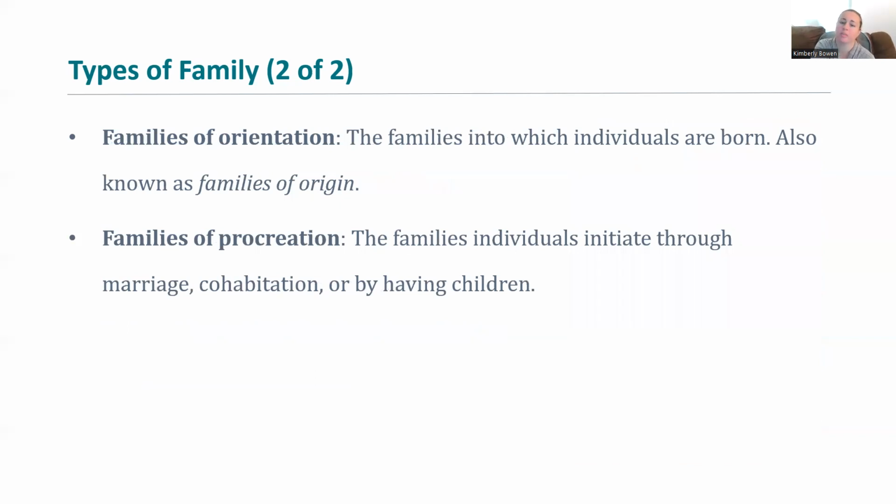Families of orientation are families in which individuals are born, or they're families of origin. So that's, again, that nuclear family for which you were born into. And families of procreation are the ones in which you cohabitate or marry or have kids yourself. So like my nuclear family is me, my partner, and my kids. However, my family of orientation would be my parents, my sister, and myself. And that's kind of where that varies.